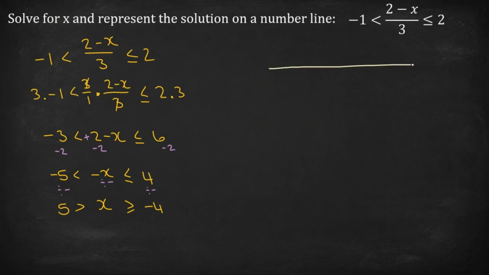So I'm going to draw my number line. Now let's see what the values are. We've got 5 and negative 4. Now negative 4 is smaller than 5. So I'm going to add negative 4 on this side of the number line and 5 on that side of the number line. And you can add other values if you want to as well.